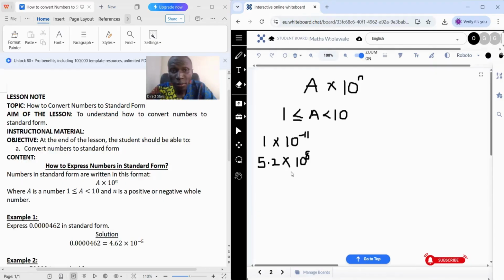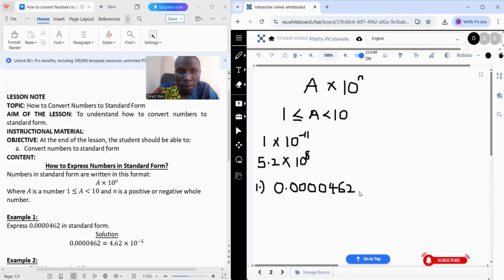So we'll be looking at 4 examples in this topic. Here we'll be expressing or writing our numbers in standard form. Example 1. We are asked to express 0.0000462 in standard form.